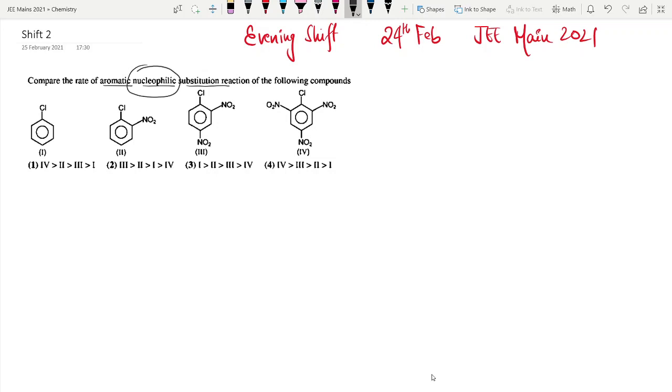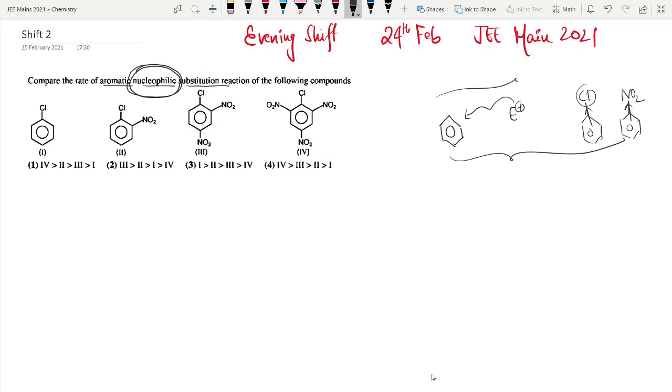Mind you, this is nucleophilic, not electrophilic. What do I mean by that? On the benzene ring, you have electrophilic aromatic substitution and nucleophilic aromatic substitution. Electrophilic aromatic substitutions are initiated by electrophiles. If the Cl group is present, it will be deactivating. The NO2 group is also a deactivating group, because these groups withdraw electrons from the ring. But this is for electrophilic substitution reactions.